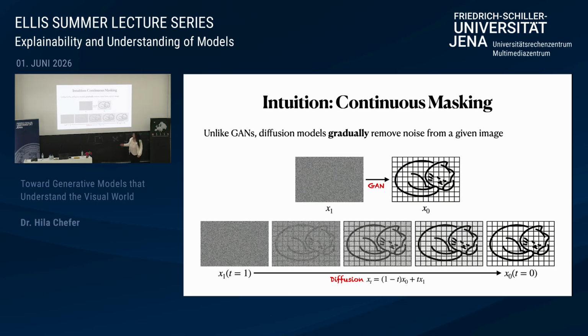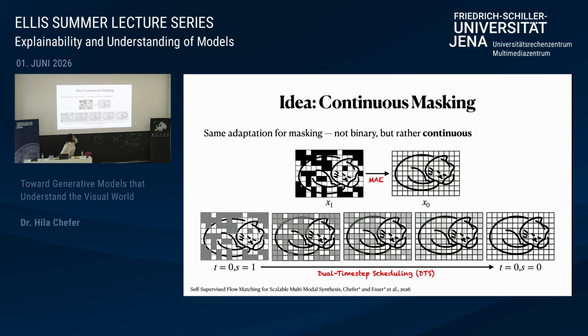The intuition is exactly like what we had from GANs to diffusion. In GANs, we did a single step to denoise. In diffusion, we said, no, noise doesn't have to be binary. It doesn't have to be completely noisy or completely clean. It can be anywhere in between. So why not do the same thing for masked autoencoding? Why does masked autoencoding need to be binary? Why is it always completely clean or completely noisy or completely hidden? We can do the same thing that we did for diffusion for this masked autoencoding process.